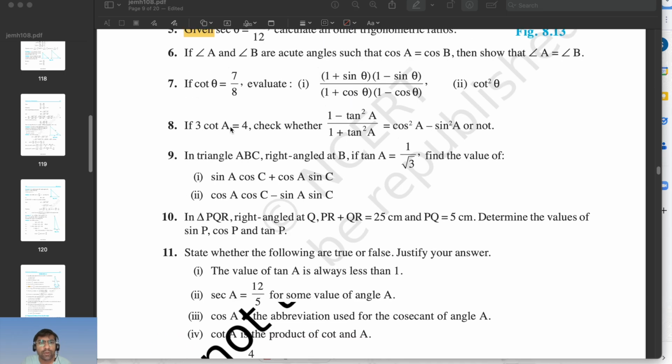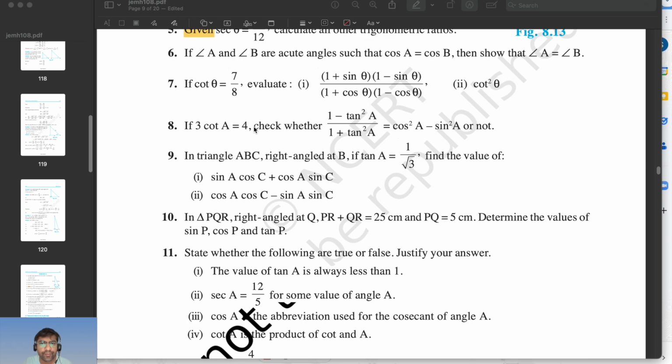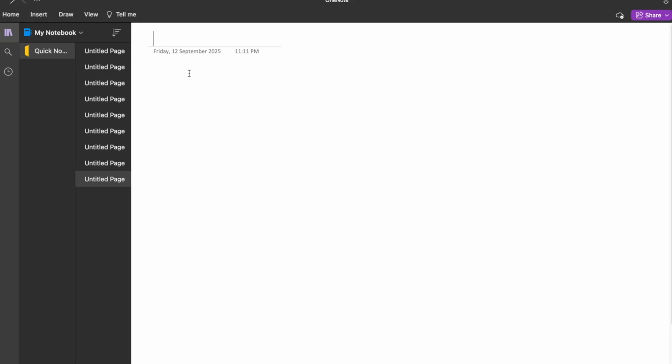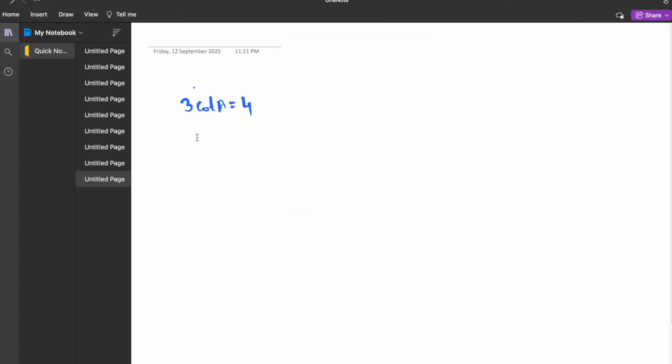So let's solve the eighth problem. If 3 cot A is equal to 4, check whether (1 - tan² A) by (1 + tan² A) is equal to cos² A minus sin² A or not. Okay, let's check that. Given 3 cot A is equal to 4. That means cot A is equal to, if 3 is brought to this side, 4 by 3.